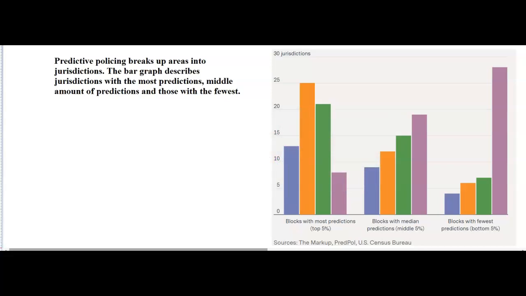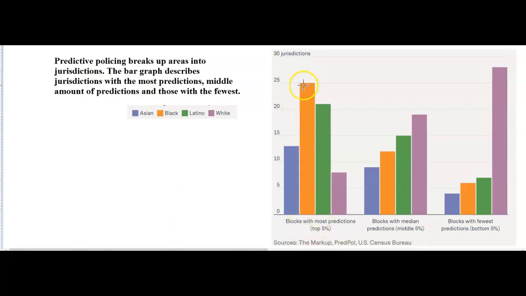And so it breaks it up into jurisdictions, and the bar graph describes jurisdictions with the most predictions, the top 5% of predictions of crime, those with the middle 5% of predictions, and those jurisdictions with the least amount of predictions. One other thing is the key. It tells us what each of these bar graph colors represents. So it's a little bit more of a complicated bar graph, and that's why I wanted to take a look at it. So we look at the blocks with the most predictions.